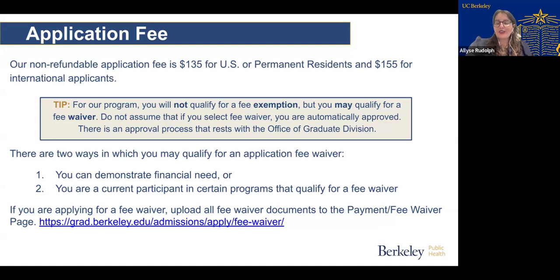Great. Oh, yes. And so if you are applying for a fee waiver, there's 2 ways that you could potentially qualify, and that's either through demonstrated financial need, or if you're currently participating in a certain program that would qualify you for a fee waiver as well. So definitely check out that link if you think it might be applicable to you.